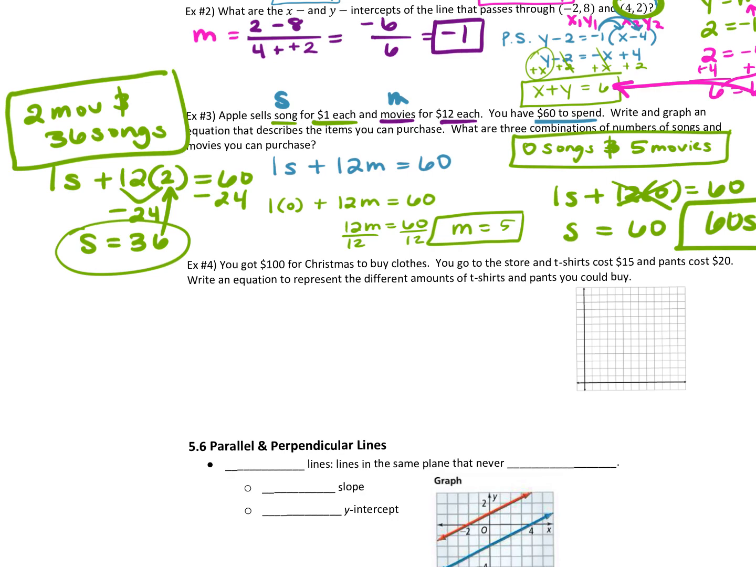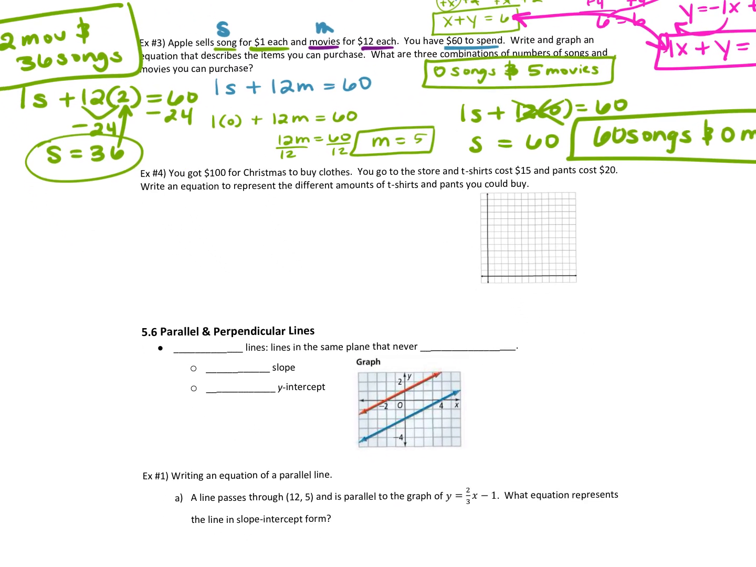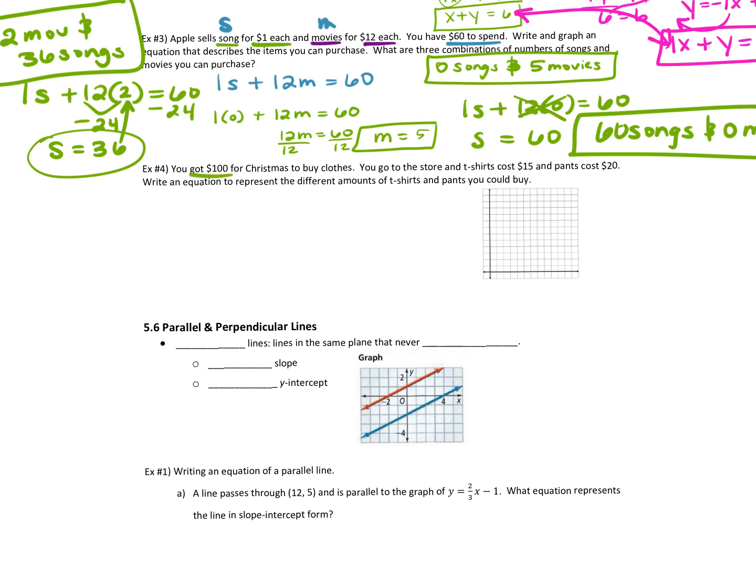Okay, we're not gonna solve this last one. We're just gonna write the equation. It says you got $100 for Christmas to buy clothes. T-shirts cost 15, pants cost 20. What would your standard form equation be? 15t plus 20p equals 100. $15 per t-shirt plus $20 per pair of pants equals $100. Okay? Questions on that?